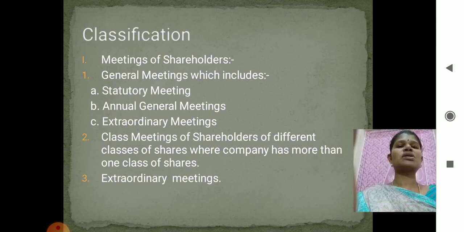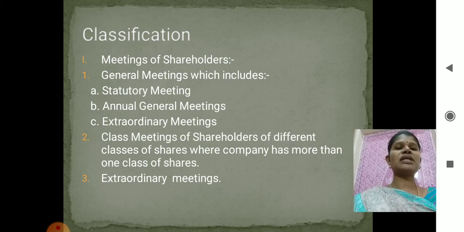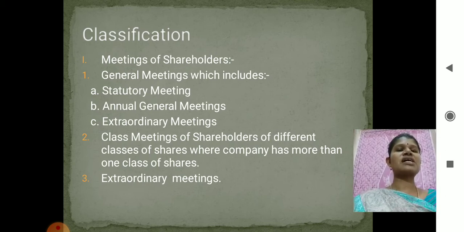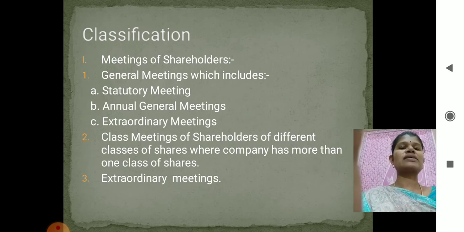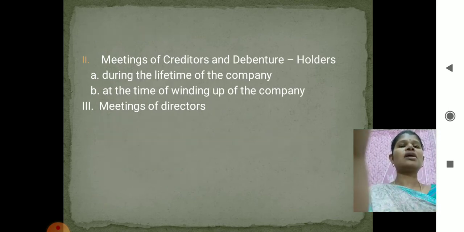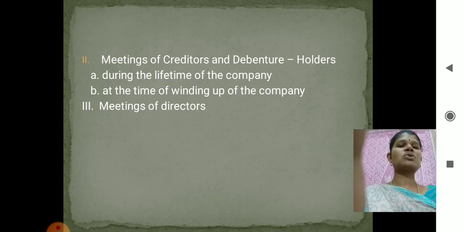The first one is meeting of shareholders. The sub-classifications are general meeting, which includes statutory meeting, annual general meeting, extraordinary meeting. Second one is class meeting of shareholders of different classes of shares, where the company has more than one class of shares. And the second major classification is meeting of creditors and debenture holders.